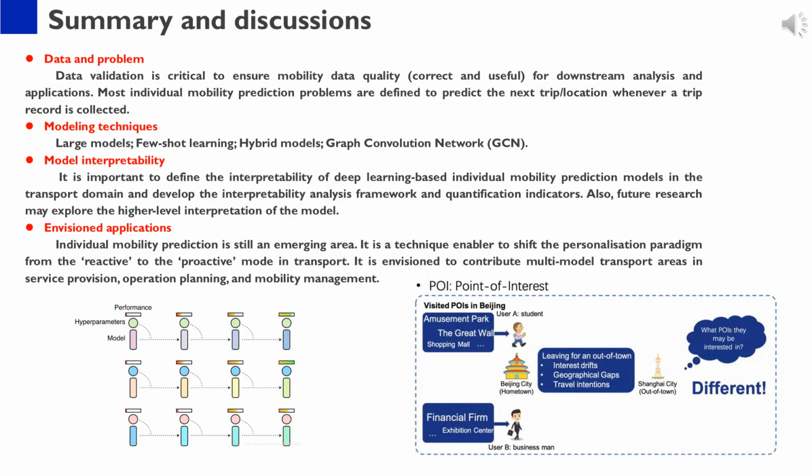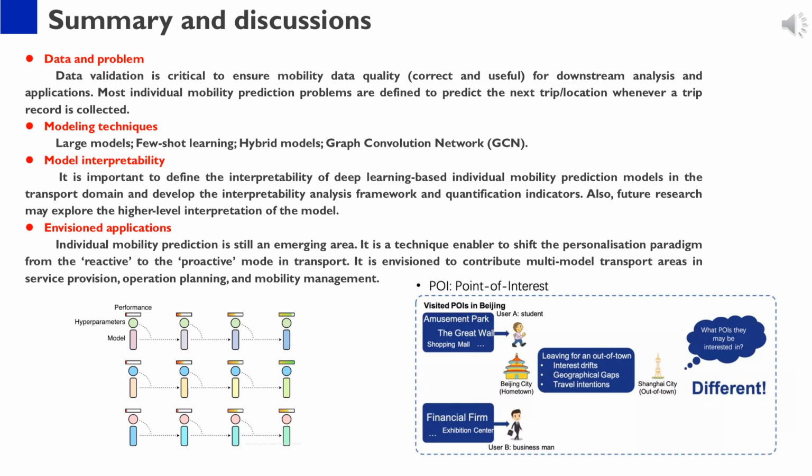Individual mobility prediction drives proactive and personalized service provision and mobility management that are essential for multimodal mobility travels. The advancement of connected technologies and computing techniques enables large-scale individual mobility data collection and prediction. Data validation is critical to ensure mobility data quality, correct and useful for downstream analysis and applications. Most individual mobility prediction problems are defined to predict the next trip location whenever a trip record is collected. Secondly, mathematically, the individual mobility prediction and NLP problems are both sequential modeling problems, thus sharing the same model structure essence. The methods proposed in NLP studies could potentially be adopted for individual mobility prediction.